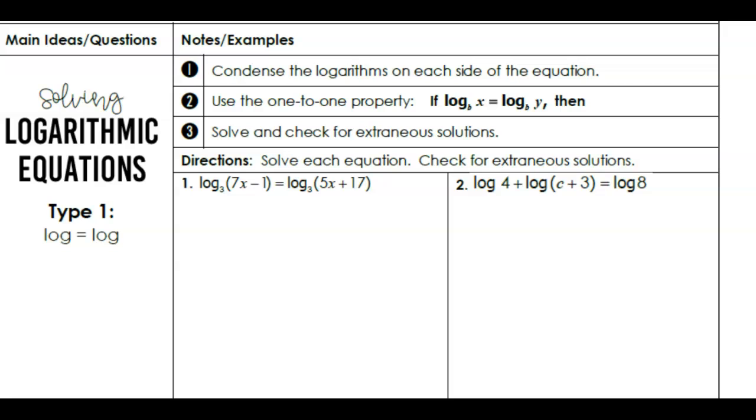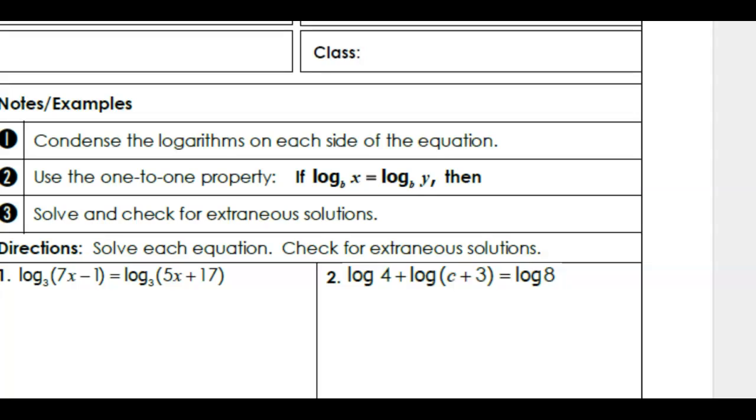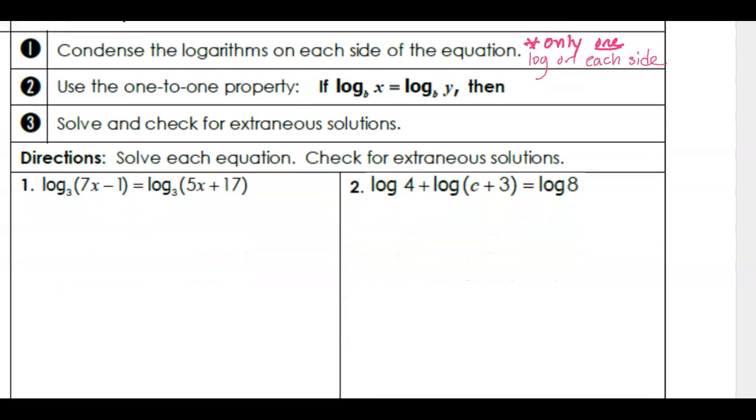Step one is to condense the logarithms on each side of the equation so that there's only one log on each side. So in our first example, do we have just a single log on each side of the equal sign? On number one, yes, so we're good to move on to step two.